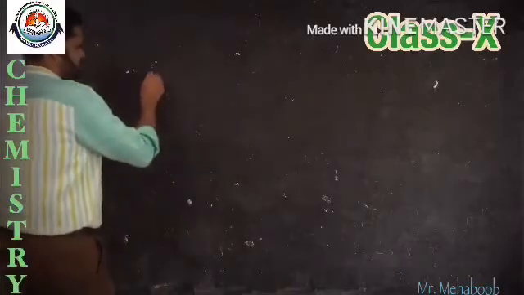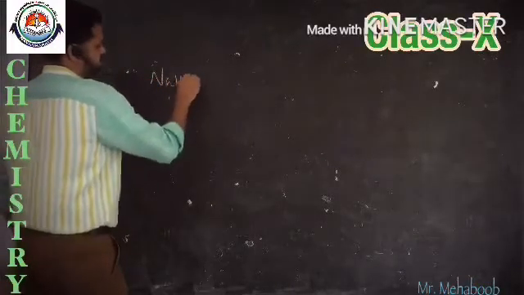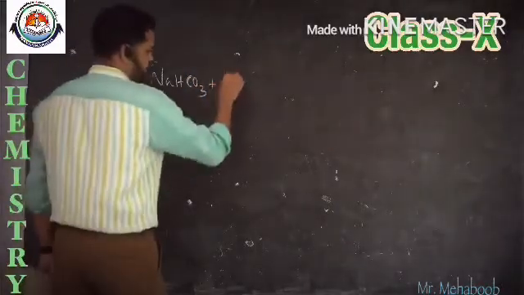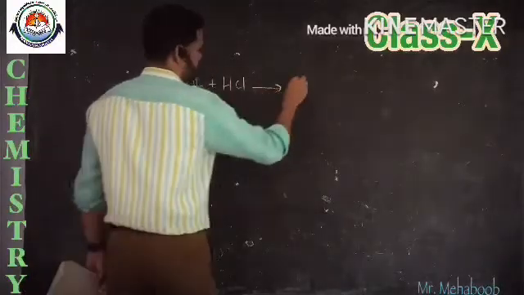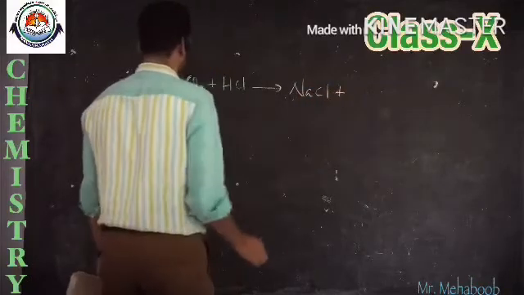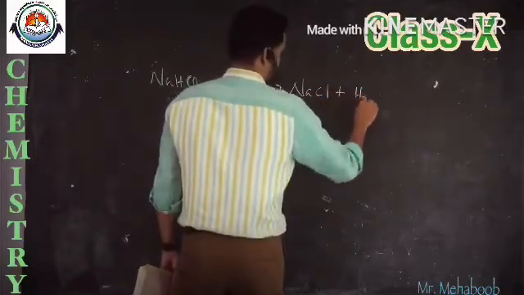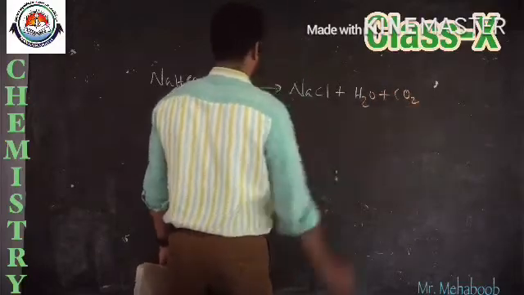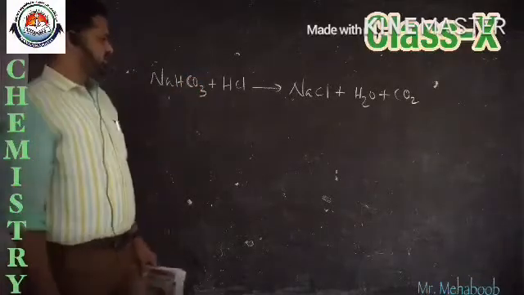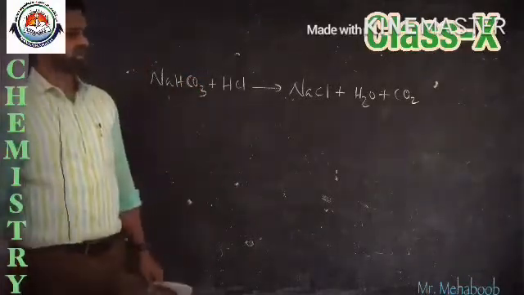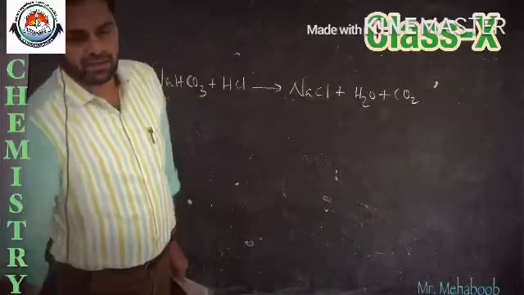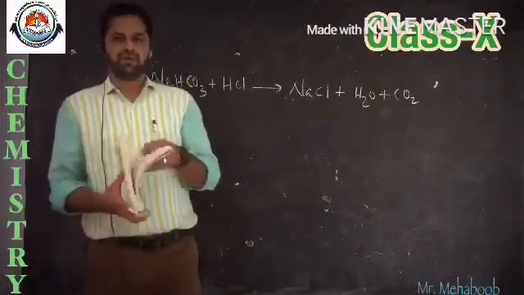If we are using sodium bicarbonate, NaHCO3, the acid present in our stomach is HCl. What reaction takes place here? It forms salt plus H2O plus CO2. So sodium bicarbonate, an antacid, plus HCl gives sodium chloride plus H2O plus carbon dioxide. By using sodium bicarbonate, they get relief from indigestion.